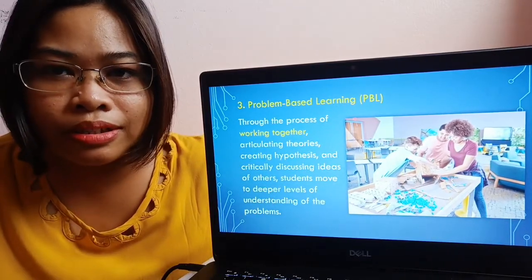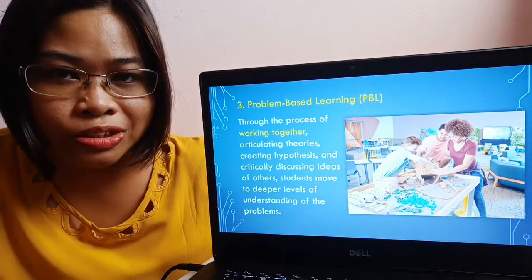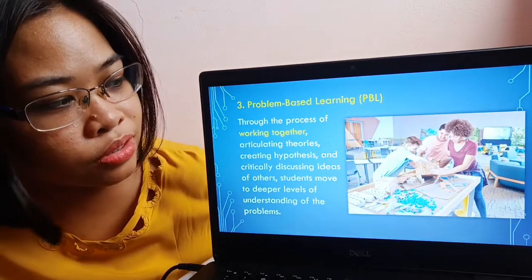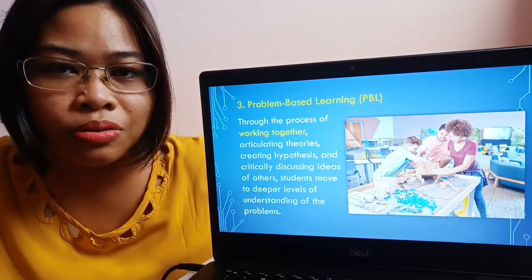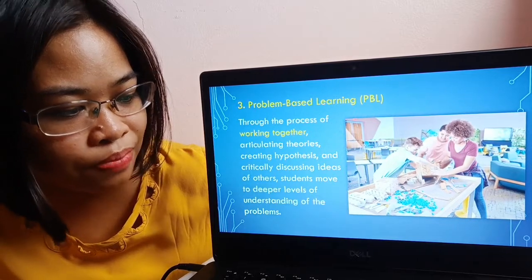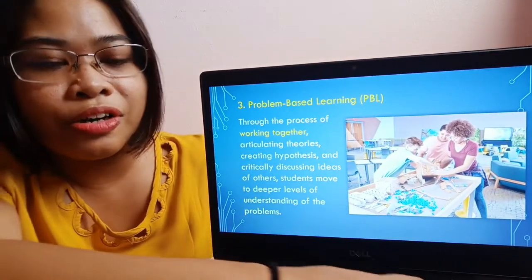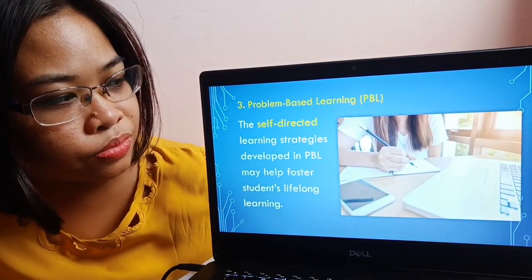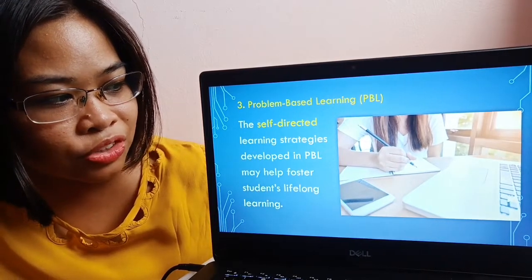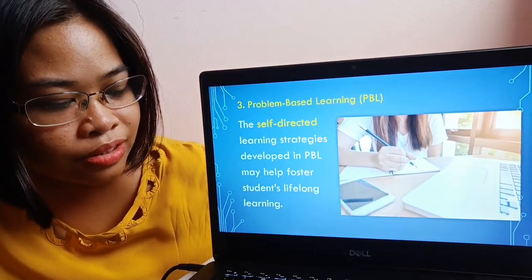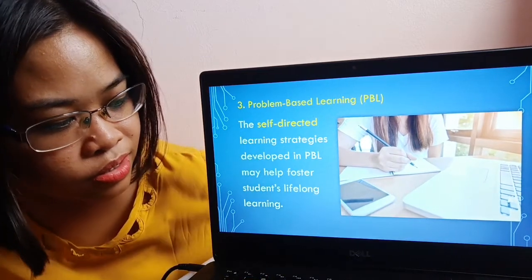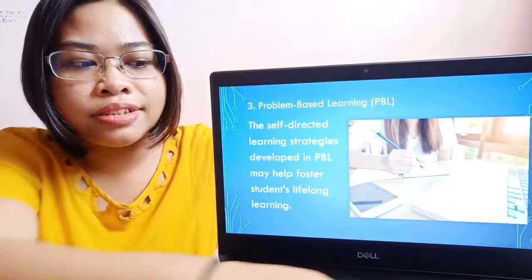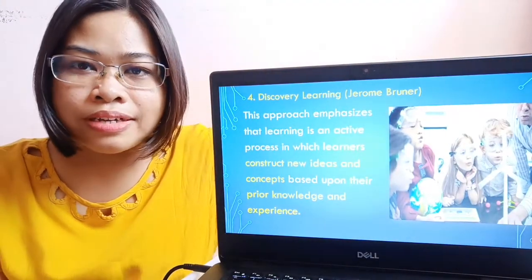Problem-based learning, or PBL, has two strategies or two ways to learn. The students can work together to solve the problems and learn together, and we can also apply the self-directed learning strategy so that the students can learn lifelong skills. Next is the Discovery Learning by Jerome Bruner.